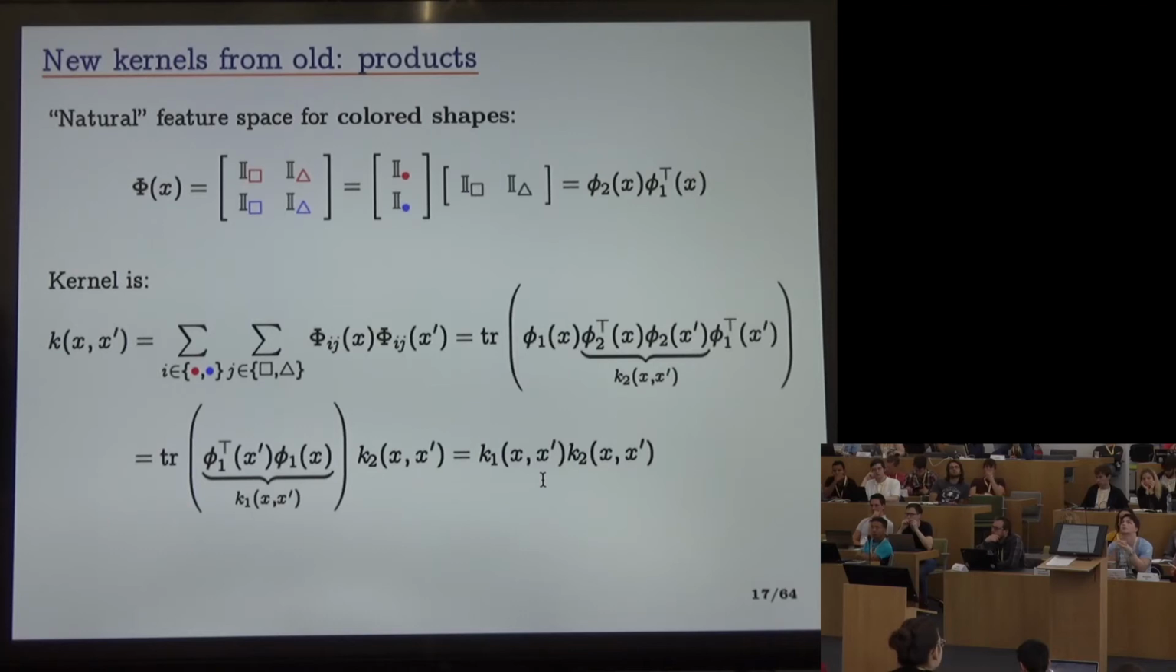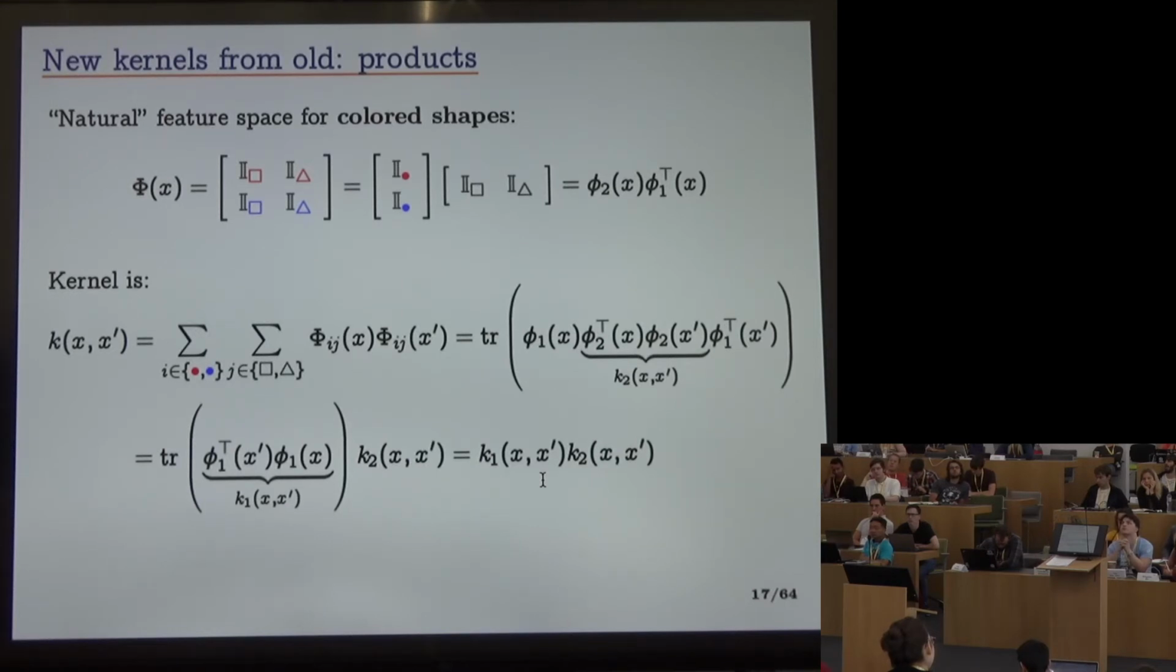So you can see now what a product of kernels is doing. It's like an AND operation. It's saying, if the features in K1 are similar and the features in K2 are similar, then the product will be large. If either of these is dissimilar, then the product will be small.